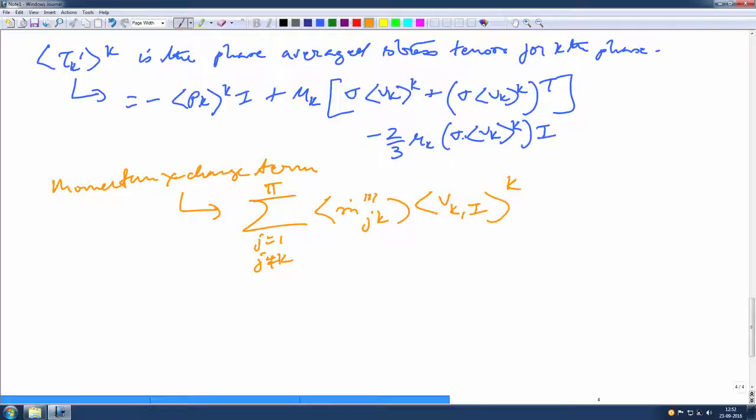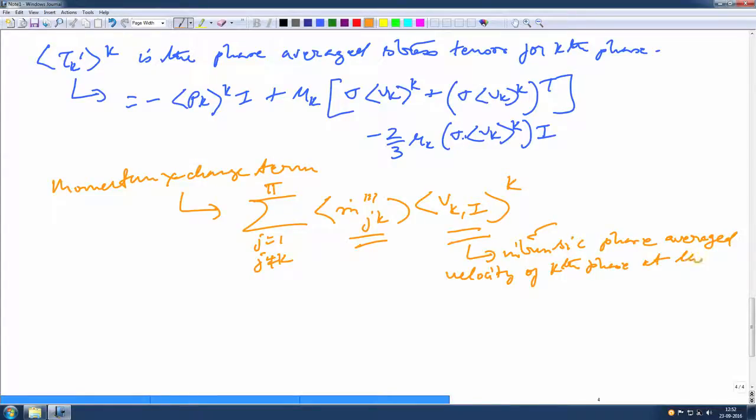Right? So that is the mass that was exchanged, and this is the corresponding velocity at the interface. This is the intrinsic phase averaged velocity of the kth phase at the interface. Similarly, we know what this term will be.